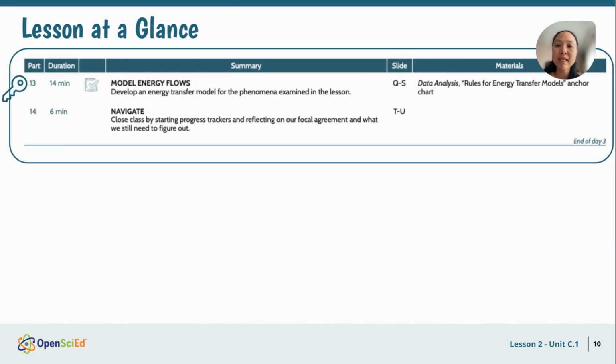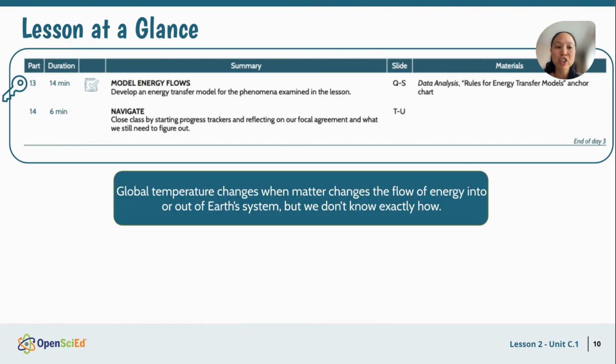The last 20 minutes of day 3 covers the third lesson chunk, where students figure out that global temperature changes when matter changes the flow of energy into or out of Earth's system, but they are not exactly sure how. So in lesson 3, we start thinking about how carbon dioxide traps heat in the atmosphere.